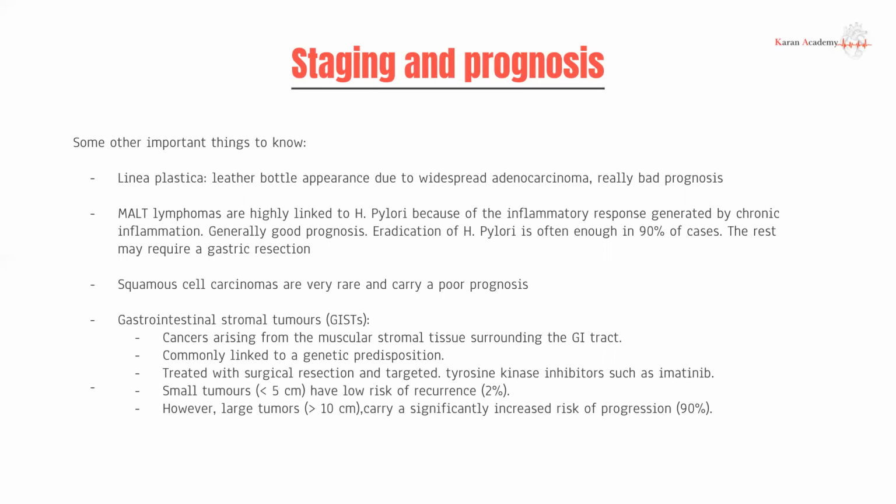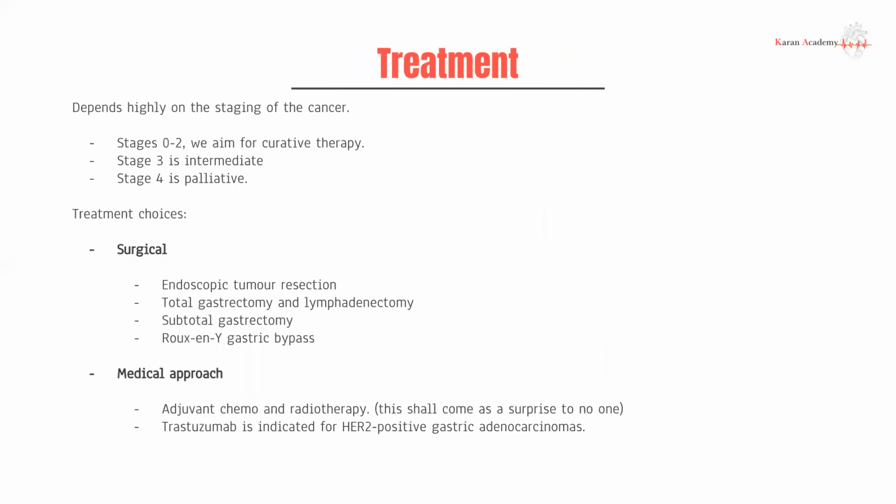And then you have GISTs. I actually saw it just the other day, and these are cancers that arise from the muscular tissue around the GI tract, commonly linked to genetic predispositions, and you treat them with a resection. They quite commonly have a mutation with the tyrosine kinase gene, and therefore tyrosine kinase inhibitors like imatinib can be used if the tumor has that particular mutation. Small tumors, which is less than 5 centimeters, have a low risk of recurrence. However, as you can imagine, bigger the tumor, higher the risk of progression.